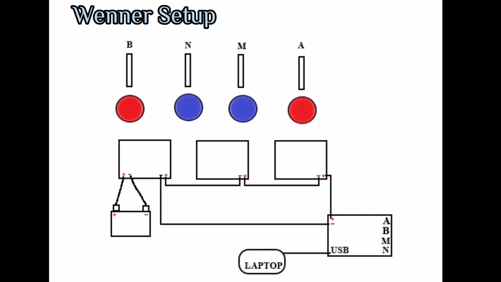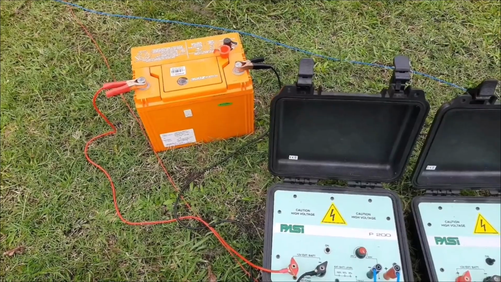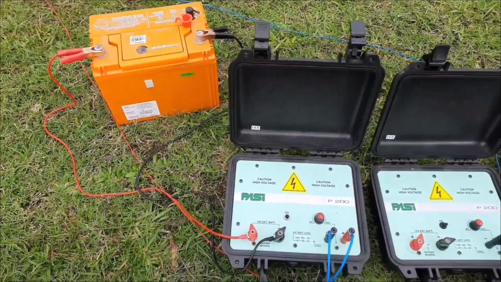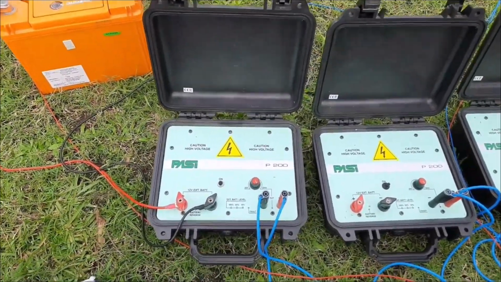There are two types of electrode, where A and B are the current electrodes and N and M are the potential electrodes. The distance between the electrodes is always kept the same for this particular array arrangement. Now let us move into the field. In the field, as discussed earlier, we can see that the battery is connected to one of the energizers.